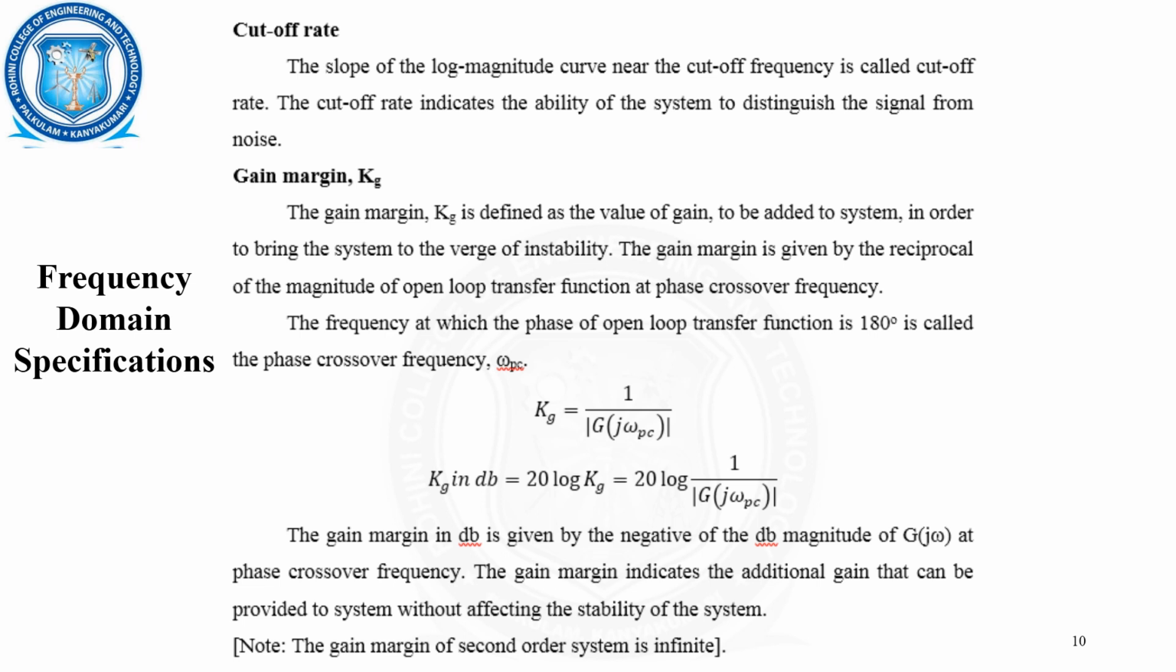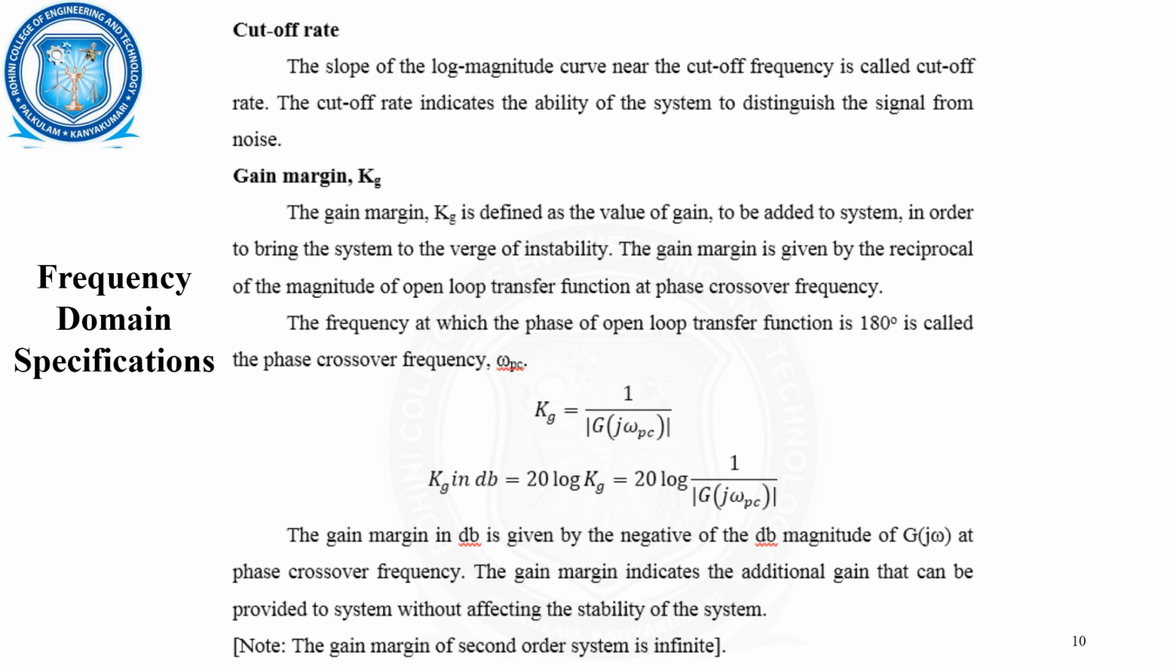And the next frequency domain specification is gain margin. This is the most important one. We have gain margin as well as phase margin. So margin is the value, the edge value. It represents an edge value after which the system will become unstable. This is the condition. So the gain margin is defined as the value of the gain which is to be added to the system in order to bring the system to the verge of instability.